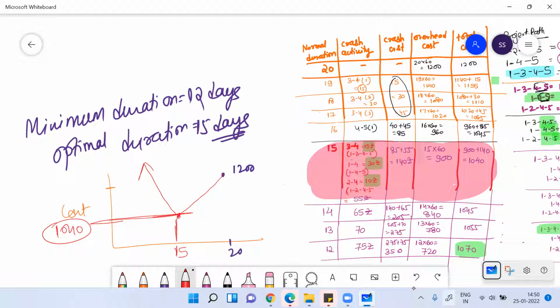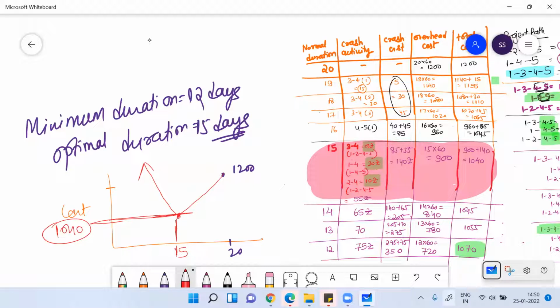Can you understand this? Everyone, can you understand this? Everyone, have you understood this? Any doubt, anyone?